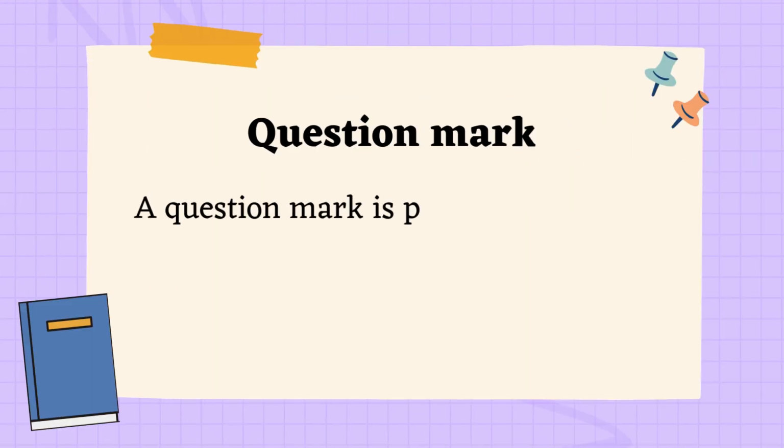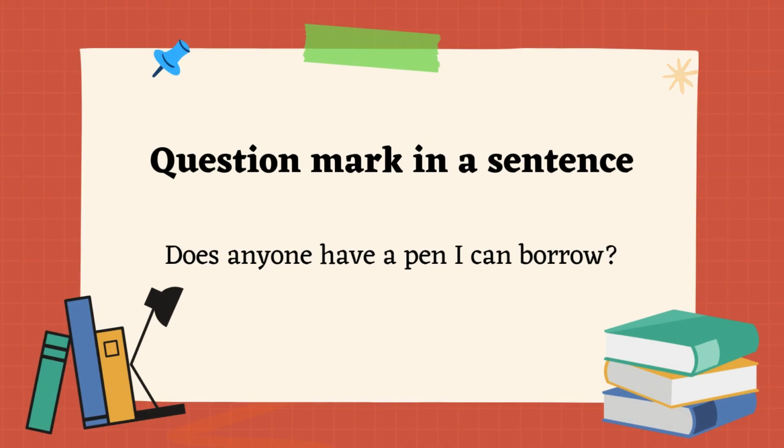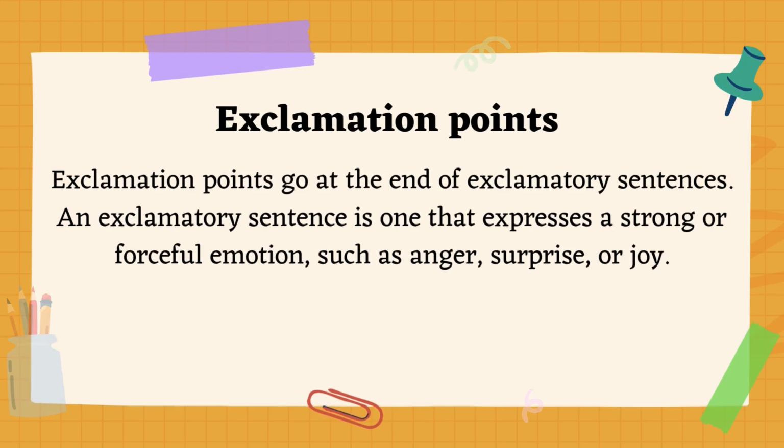Question mark. A question mark is placed at the end of a sentence, which is a direct question. Exclamation points. Exclamation points go at the end of exclamatory sentences. An exclamatory sentence is one that expresses a strong or forceful emotion, such as anger, surprise, or joy.